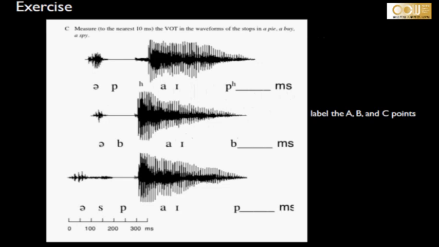Okay, so these are actually waveforms of a person saying a buy, a pie, and a spy. So the initial part, there is a. These are the... spy.